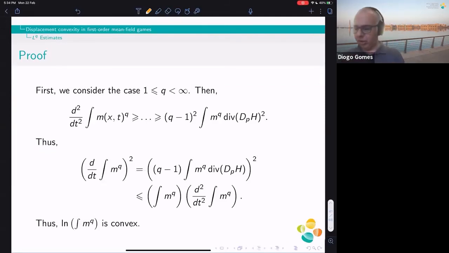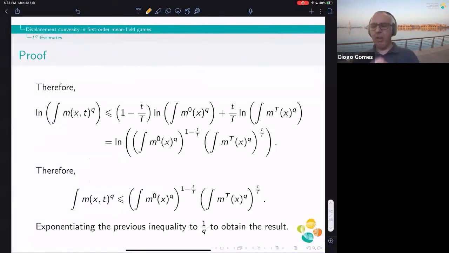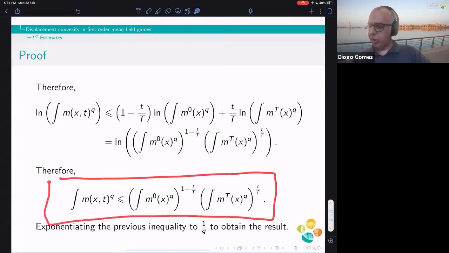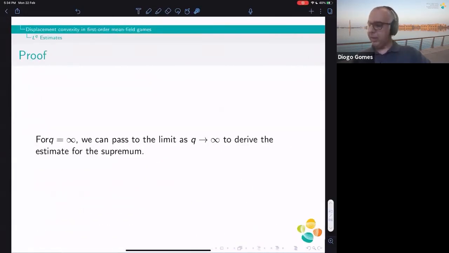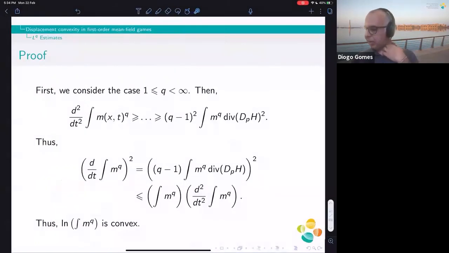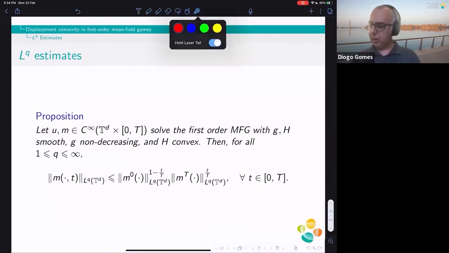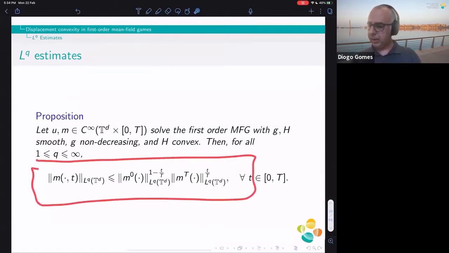identities that give you that the logarithm of the integral of m to the q is convex. And if you have this, then you can take the exponential, and then you can take the q root of what convexity of the logarithm gives you, and obtain that in fact the LQ norms, as claimed in the theorem, satisfy this inequality here. And in this inequality, you can pass q to infinity.